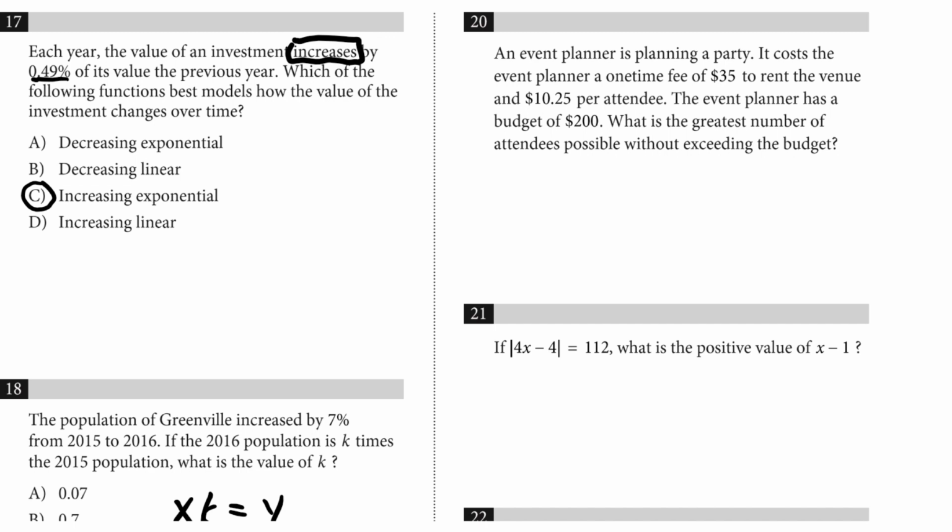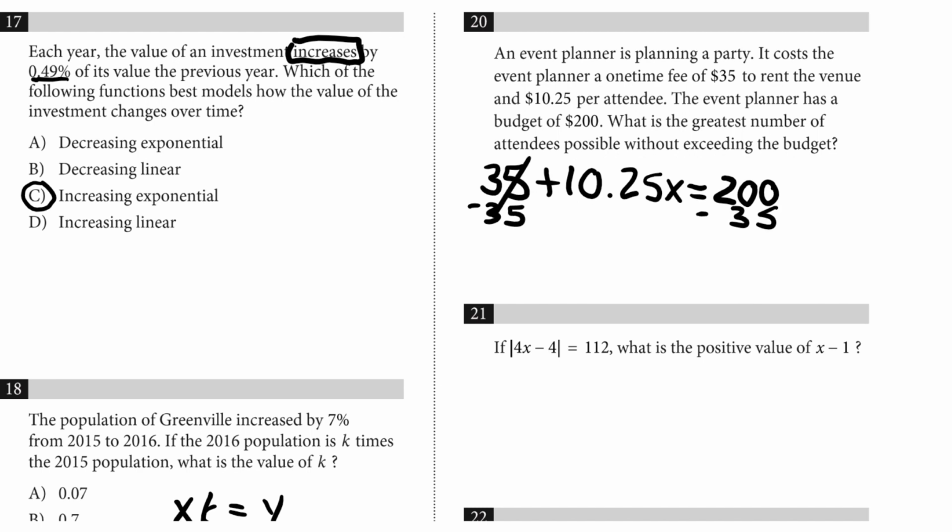If we were to write an equation here, the one-time fee is $35 plus $10.25 times the number of people that are attending, and we're going to set this equal to 200. First, we're going to subtract 35 on each side. This will give us 10.25 times x equals 165. To get x by itself, we're going to divide by 10.25.